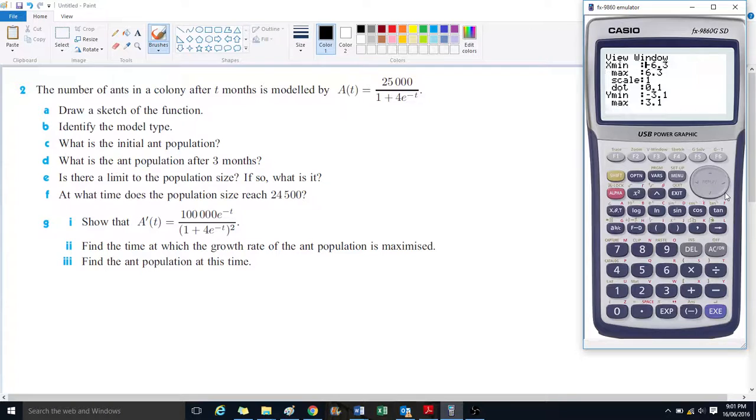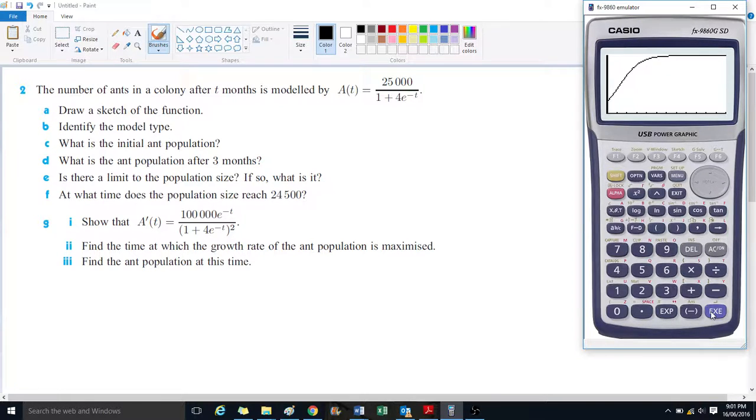25,000, okay? So that's going to be change my V window to have a maximum value of 25,000. And we're only talking about this circumstance when time is greater than 0, which means our x minimum only needs to be 0. All right, let's have a look at what this looks like. Okay, good. Let's increase our x maximum to about, let's say 12. Let's double that. Okay, so this is the type of function we're getting.